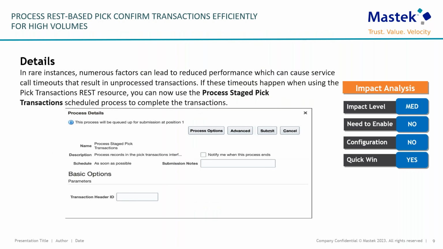Coming to the next one, that is process REST-based pick confirm transaction efficiently for high volumes. When working with high volume transactions, REST resources are an effective way to create real-time transactions. However, sometimes there are issues that cause reduced performance, leading to service call timeouts and unprocessed transactions. In such cases, you can use the process staged pick transaction scheduled process to complete any unprocessed transactions that resulted from timeouts when using the pick transaction REST resources.